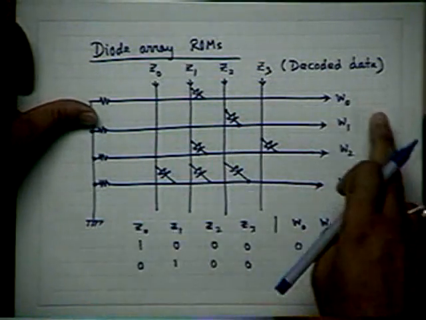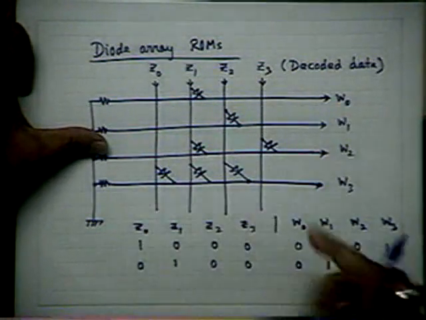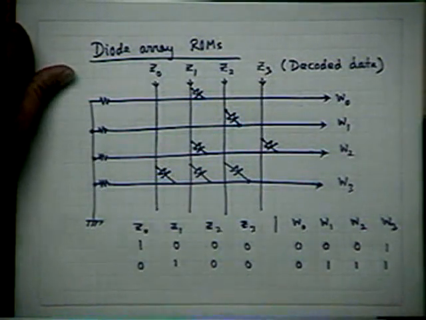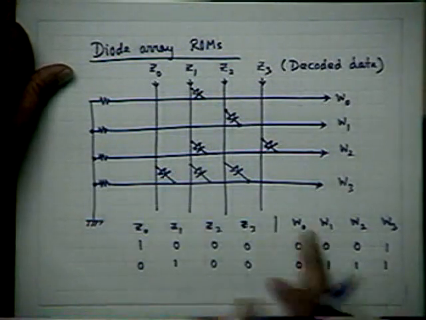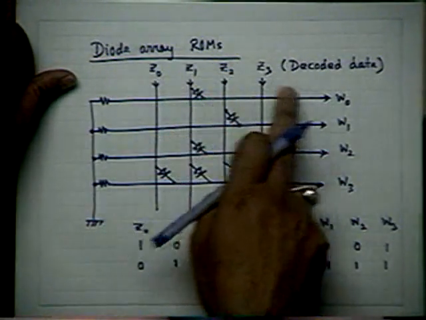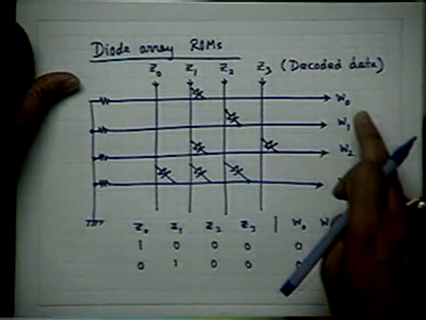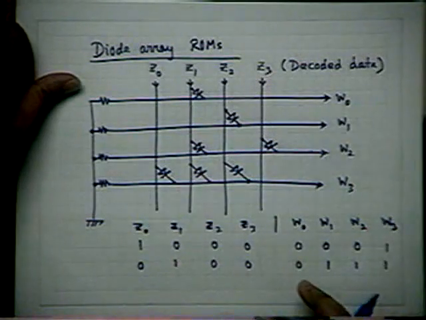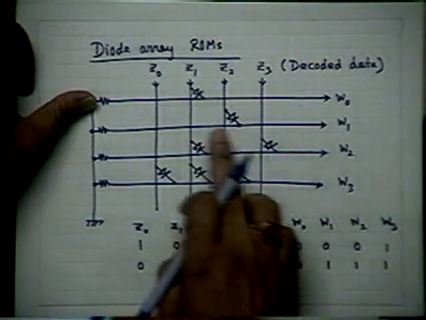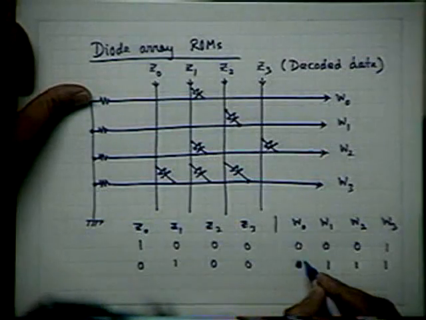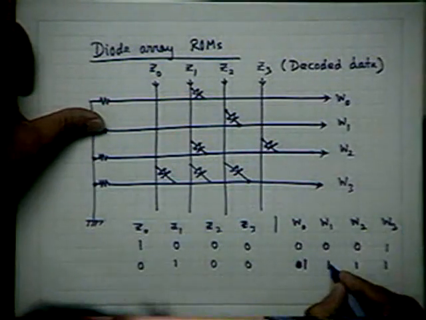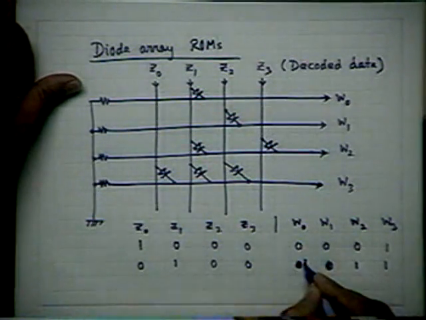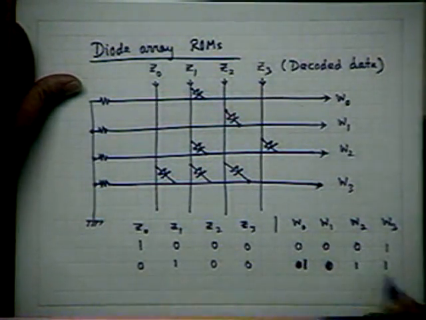What about the other two lines? This is also 1. Third line, also 1. Am I correct? When you apply 0, 1, sorry, 0, 1, this should be 1. And W1, I'm sorry, is just 0. And this 2, I'm sorry, just by mistake I've shown it. This must be 1, 0, 1, 1.